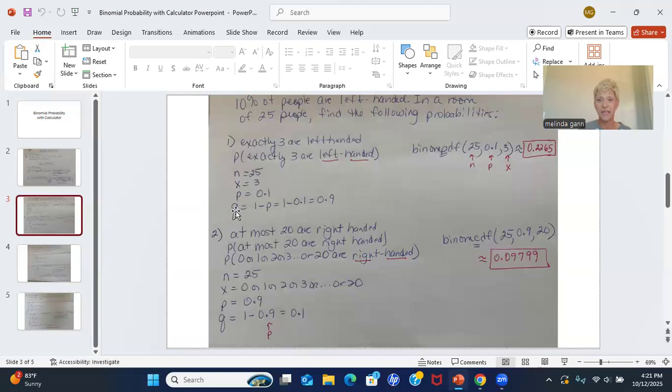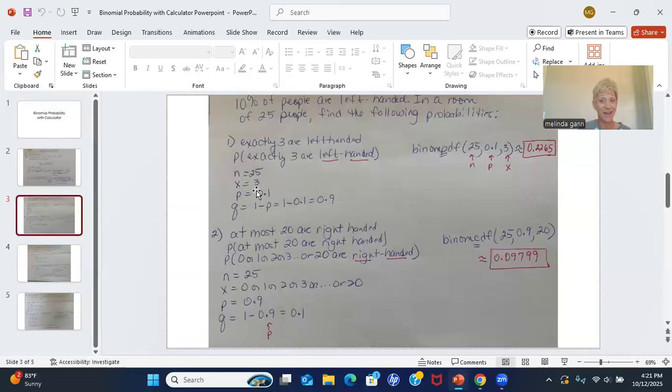Now remember, N is my total, so I go back in my problem, there are 25 total people. So that's why there's a 25 next to N. And then I go back and look for the number in my parenthesis, 3, but I look at the modifiers. Exactly 3 is only the number 3. So there's only one number next to X.